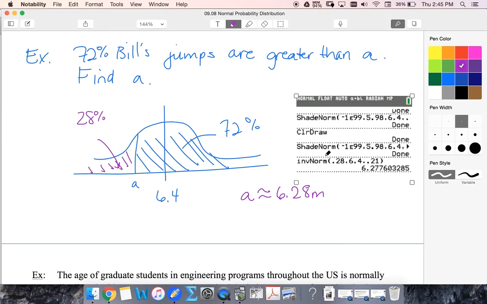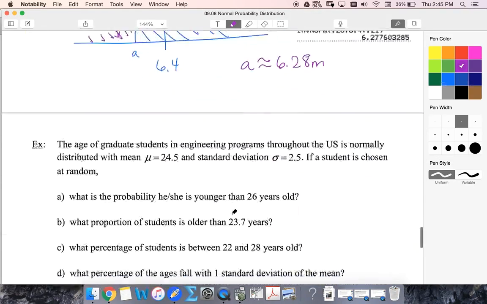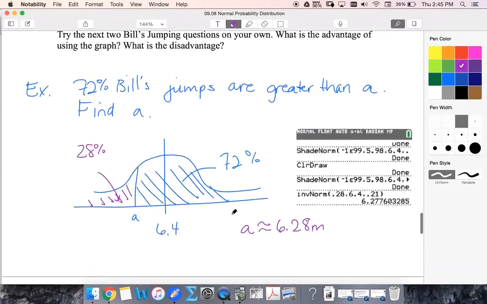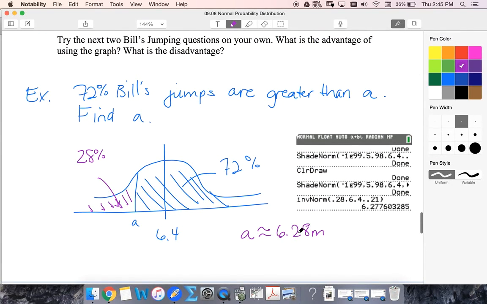Okay, so I'm going to leave you to complete these other examples on your own. I'll complete the answers. You can look at them. And then I think Mr. Clement's going to give you a worksheet on inverse norm as well.